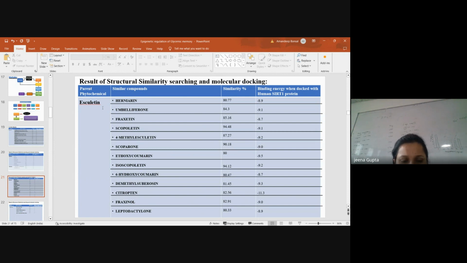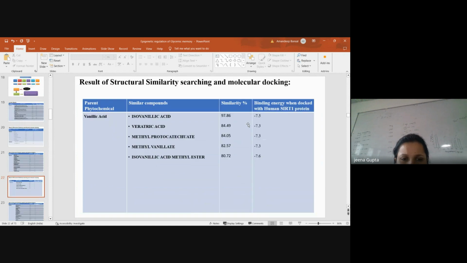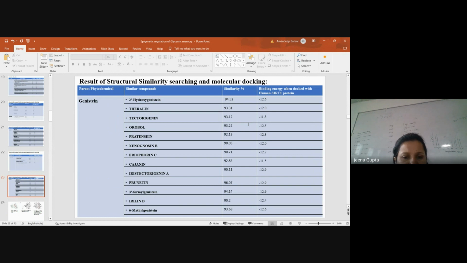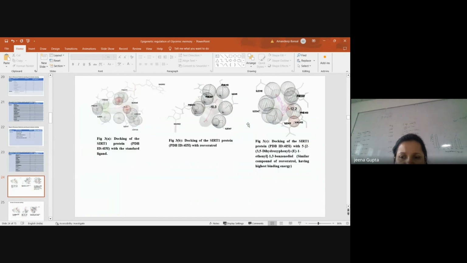Then we take esculetin. With esculetin, we found 11 compounds which are structurally similar and compared similarity. Vanillic acid, again we found five compounds more than 80% similar to vanillic acid along with their binding energy. Genistein, again we found certain compounds which are similar and compared their binding energy. So these figures basically show the results of molecular docking.